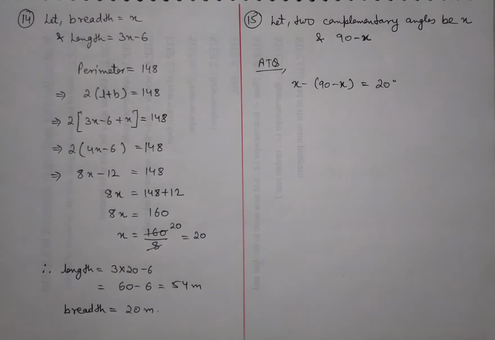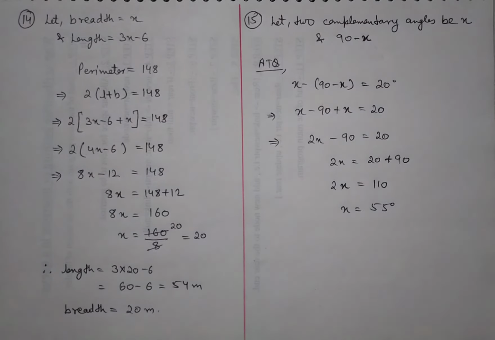Now, we are going to open the bracket. And here we get this. Now, we are going to solve for x. And here we get the value of x as 55 degrees. Now, the angles are x equals 55 and 90 minus x will be 35.